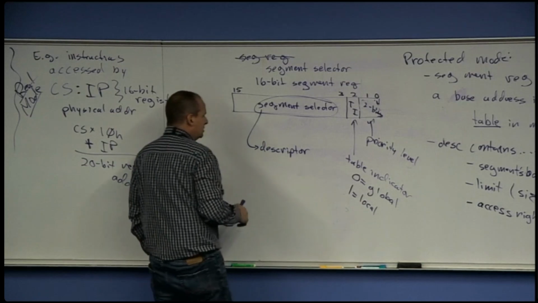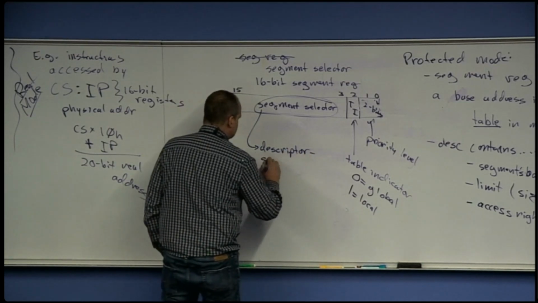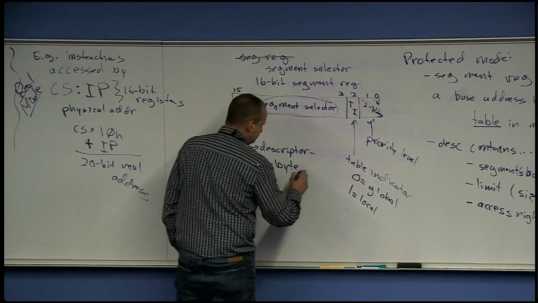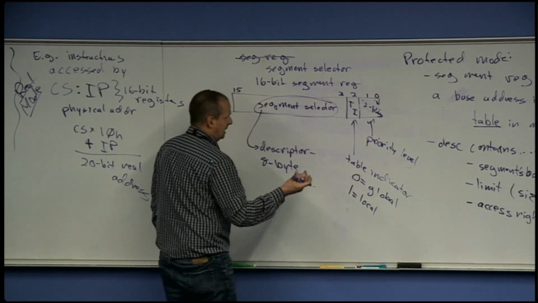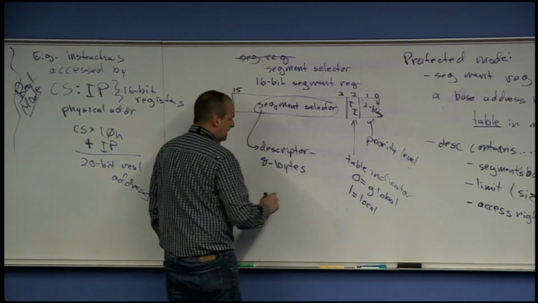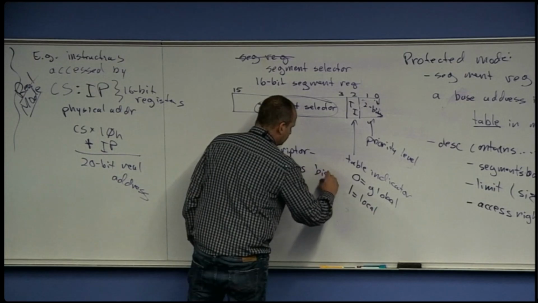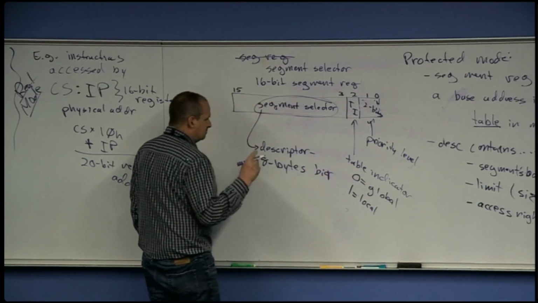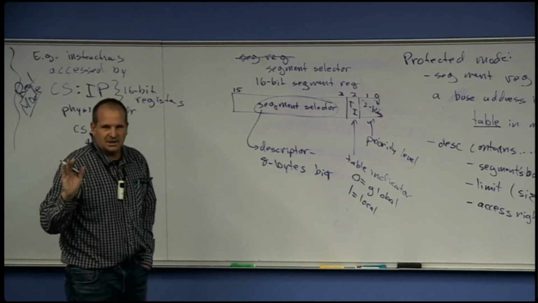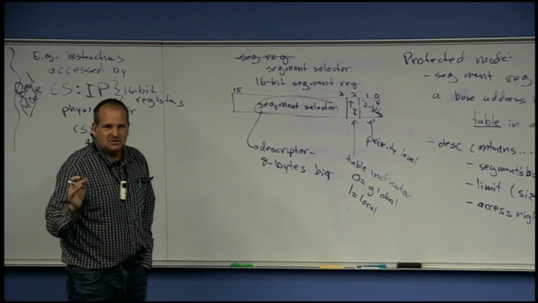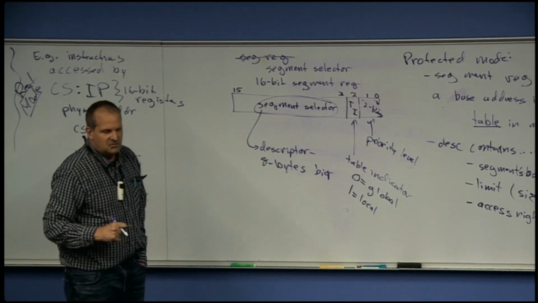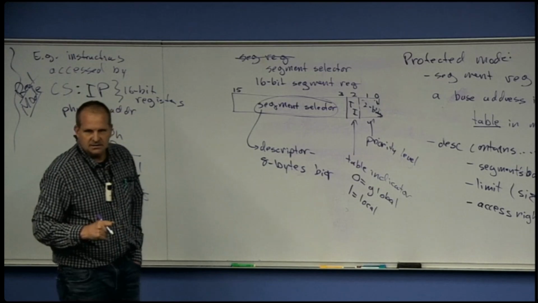The descriptor is an 8-byte thing. I don't know what to call it. It's 8 bytes big, and the bytes are arranged as follows. There's some historical context as to why this is. When I first give it to you, you're going to say, what in the world were they thinking?